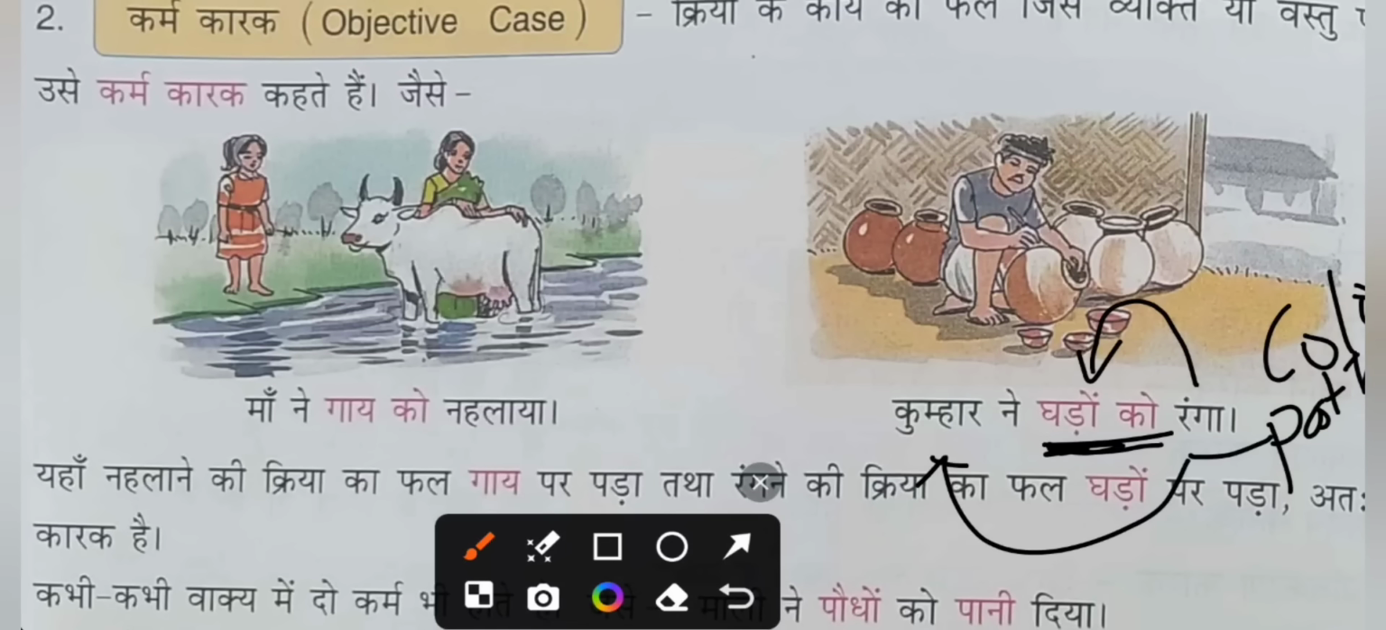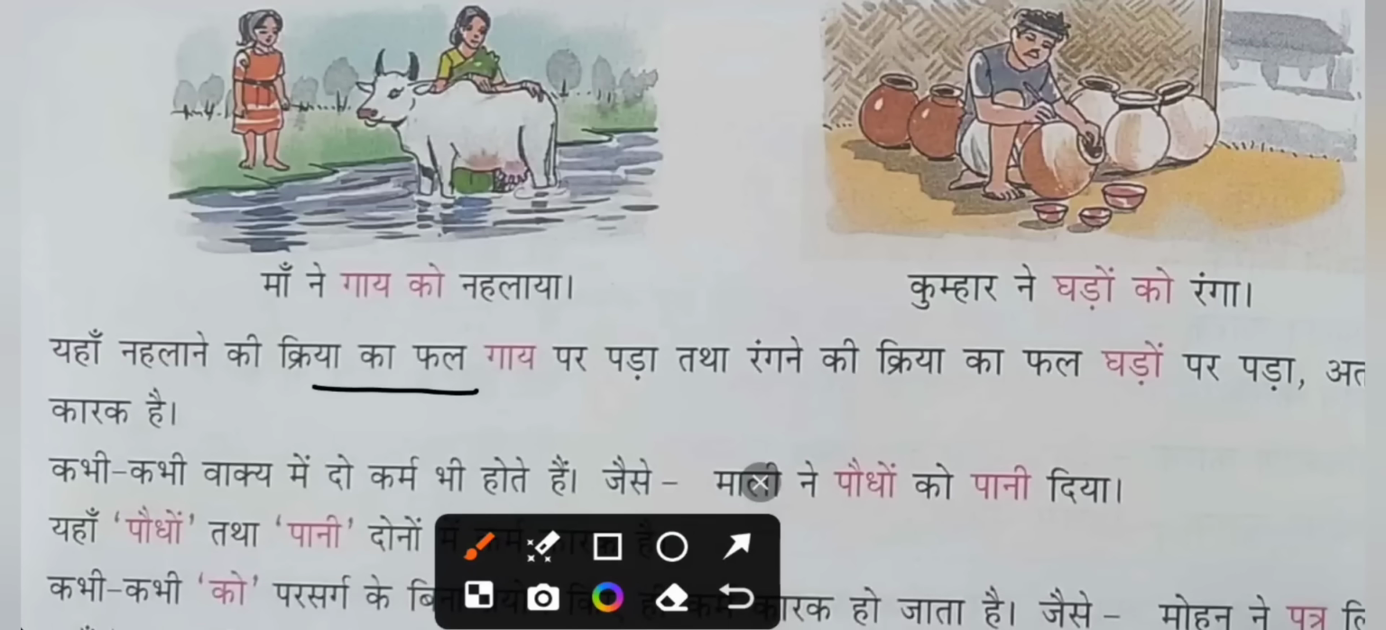So if it is the subject, you have to put ne. On which the action falls, for that you have to put ko. यहाँ नहलाने की क्रियाफल गाय पर पड़ा और रंगने की क्रियाफल घड़ों पर पड़ा. Here the effect of bathing fell on cow and the effect of the action of coloring fell on pots. Right? So the end result of the action happened on the cow and the pot.